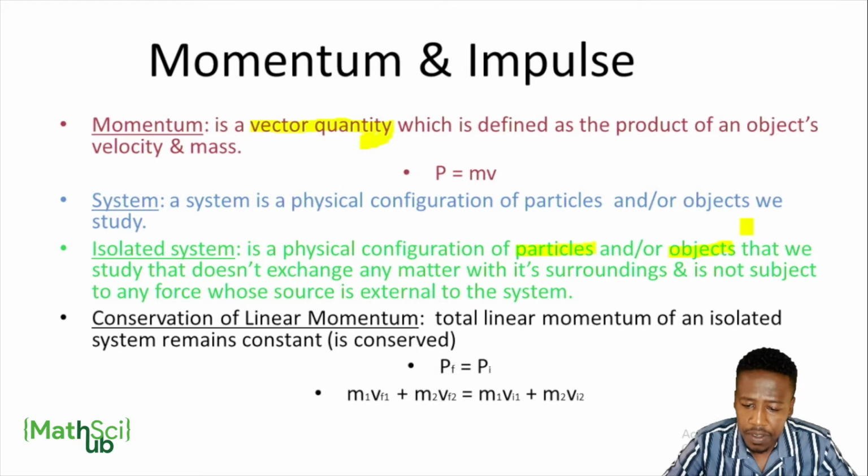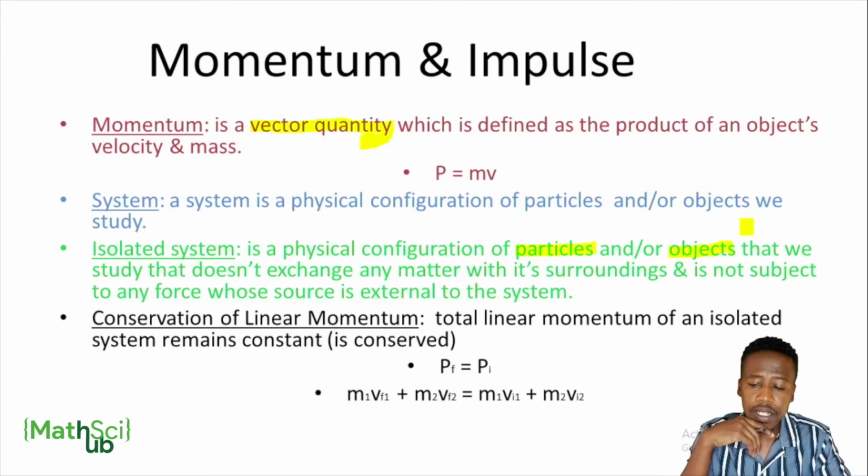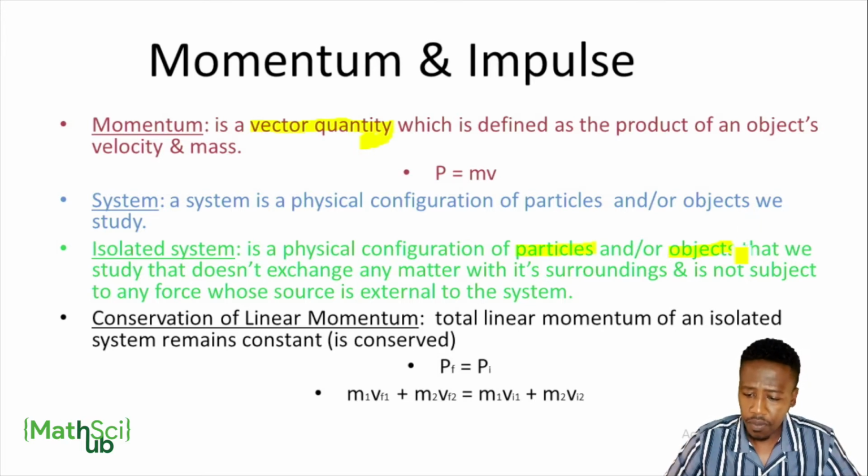Now, okay, let me just reread the definition for an isolated system. It says it's a physical configuration of particles and or objects that we study that doesn't exchange any matter with its surroundings and is not subject to any force whose source is external to the system. Now, explaining, they say whose force is what? External to the system.